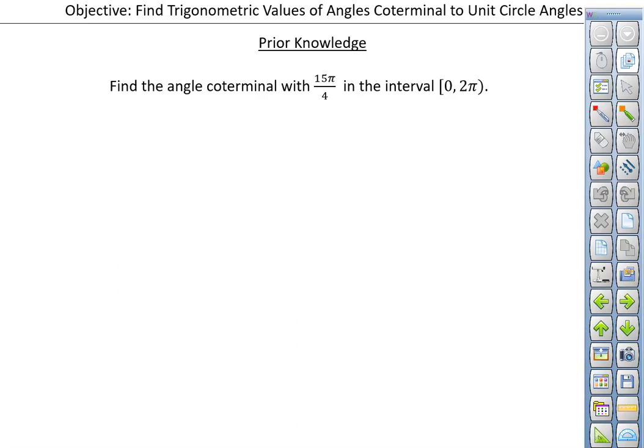This is Miss Page, and in this lesson, we are going to learn how to find trigonometric values of angles that are coterminal to our unit circle angles.